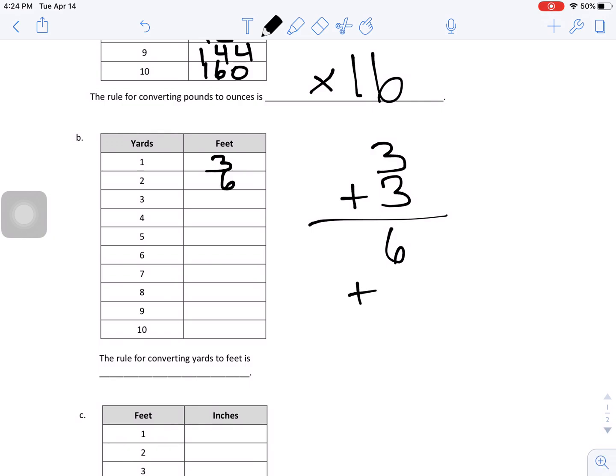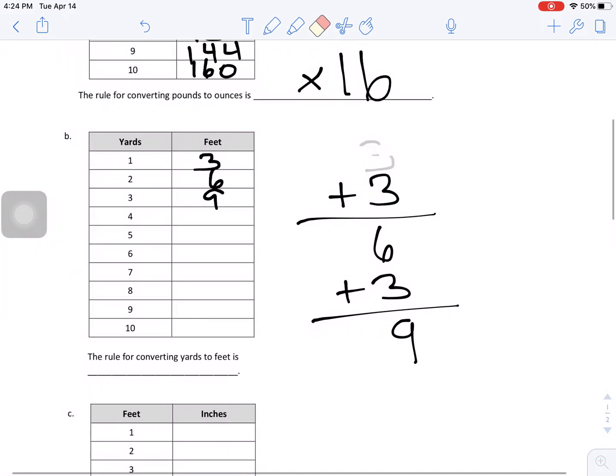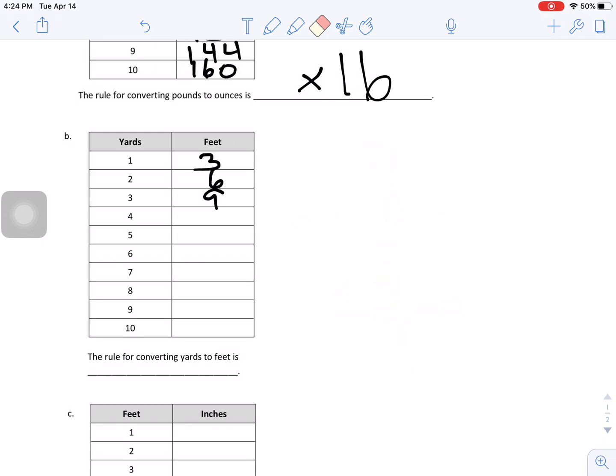I could do another yard of 3 feet, which would be 3 yards, and that would be 9 feet. And I would keep going, but because I'm using 3 feet for every yard, it's equal groups. So really, I could times by 3 and get all of my feet in each yard, because each yard is going to be 3 feet.